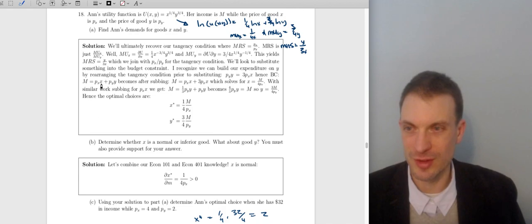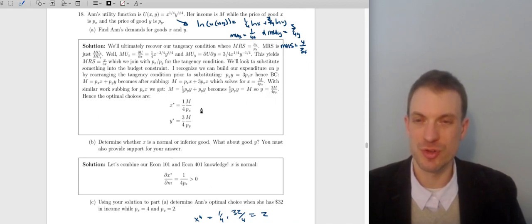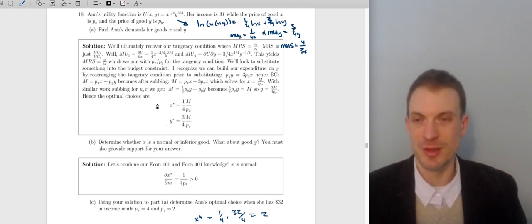And then plug this into the budget constraint. So PXX plus PYY becomes PXX plus 3PXX, which solves for my demand for X is going to be M over 4PX. And then my demand for Y is going to be 3/4 M over PY. So here's the optimal choices. Here's my Cobb-Douglas demands.